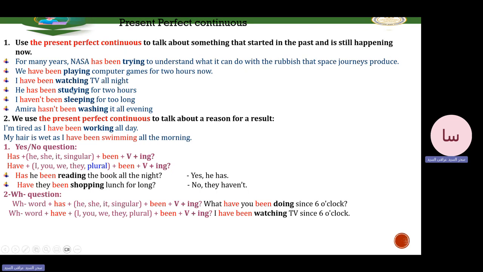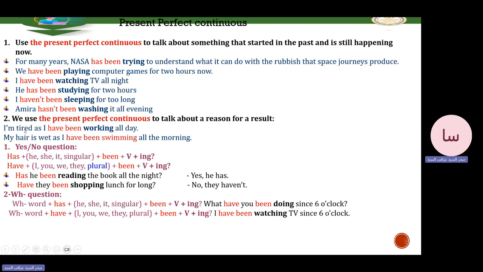Okay, of course, we should have an action verb, not a stative verb in this tense. We shouldn't use any stative verb and add ing to it. So the form of this tense is have or has plus been plus the verb plus ing. Okay, we use the present perfect continuous to talk about a reason for a result. Like what? What do you mean by that?